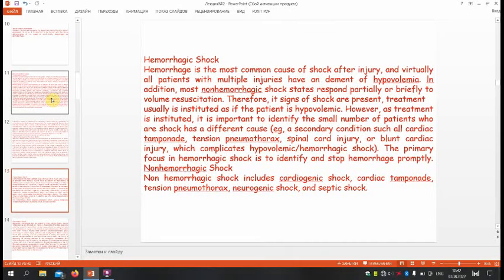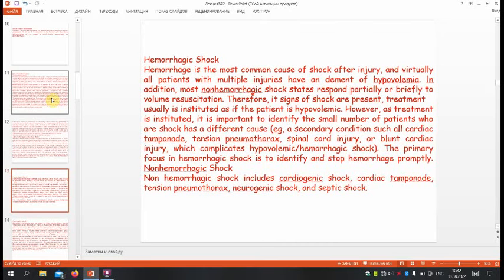Hemorrhagic shock. Hemorrhage is the most common cause of shock after injury, and virtually all patients with multiple injuries have an element of hypovolemia. In addition, most non-hemorrhagic shock states respond partially or briefly to volume resuscitation. Therefore, when signs of shock are present, treatment usually is instituted as if the patient is hypovolemic.